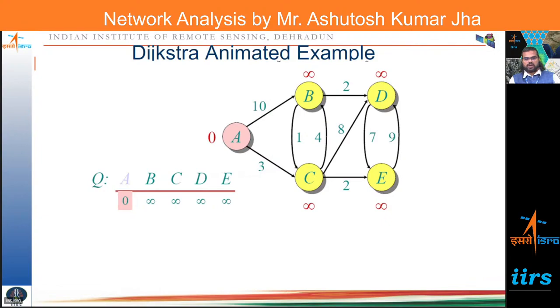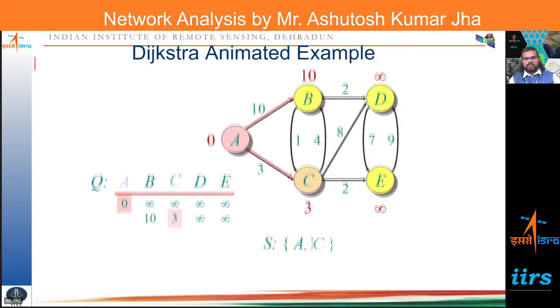Out of these, we have two candidates, B and C. But fortunately, C has the least value compared to edge AB. So accordingly, C will get selected, and the new cost is associated with that. Once you have found the cost of A and C, then again you try to find the cost of all the remaining nodes which are yet to be reached.